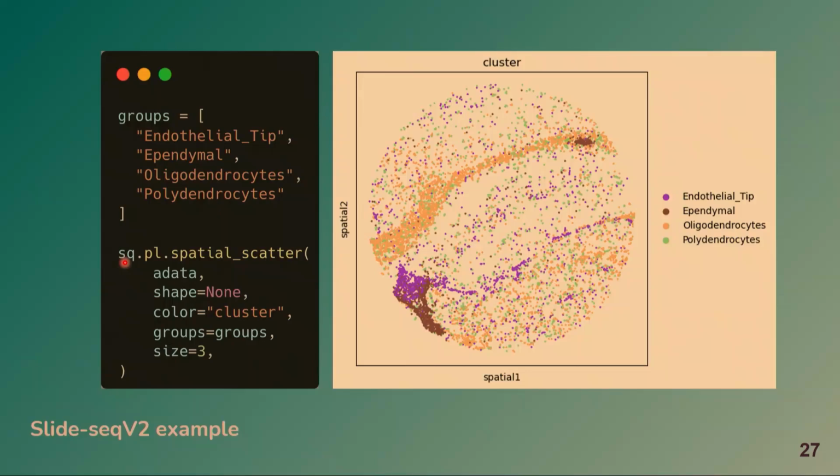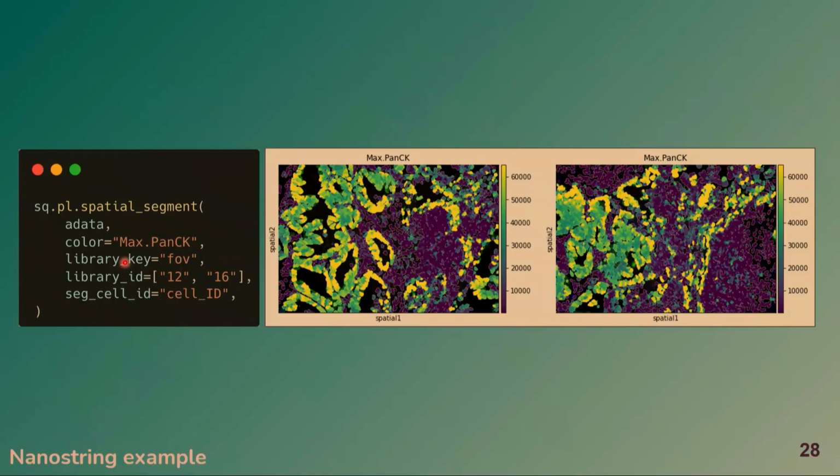Because Slide-seq and Xenium provide single cell resolution, another task that you can do with Squidpy is segmentation to identify the positions, the coordinates of the cell. So with spatial segmentation, you can visualize in more fine details the localization of cells, for example, using this data set of NanoString technologies.